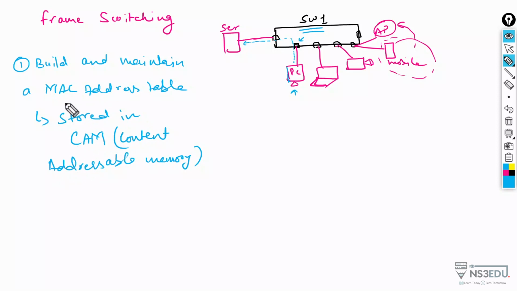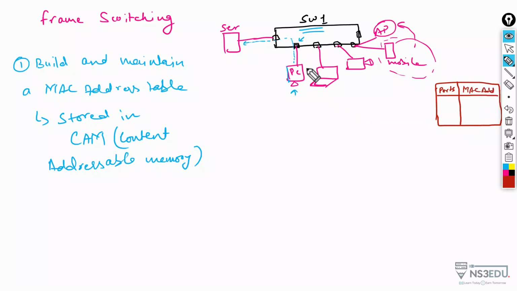How does that MAC address table look? It looks something like this. Let me take another example here. I'll make a table just like this. Let's make a port column here and a MAC address column here.